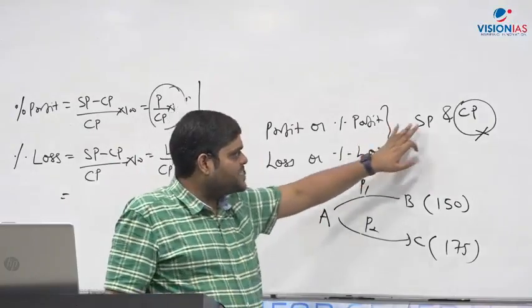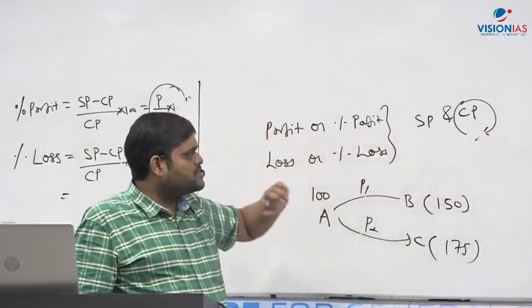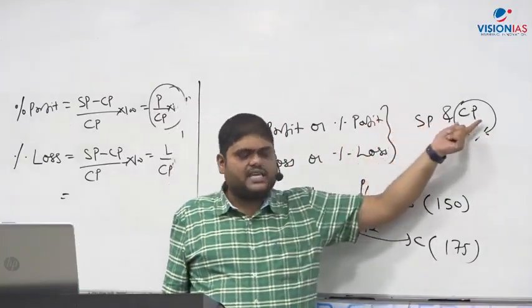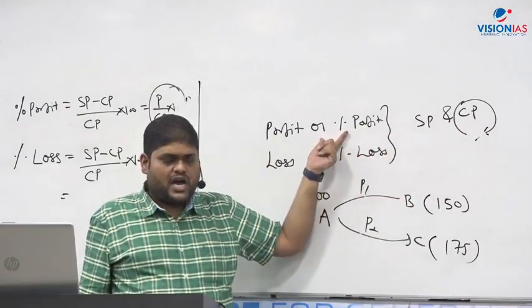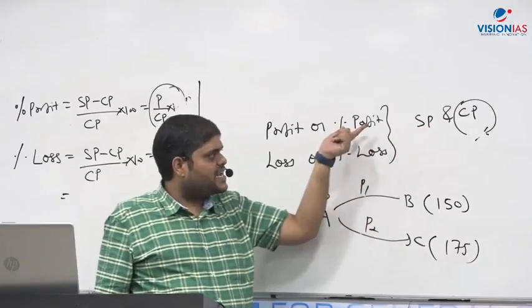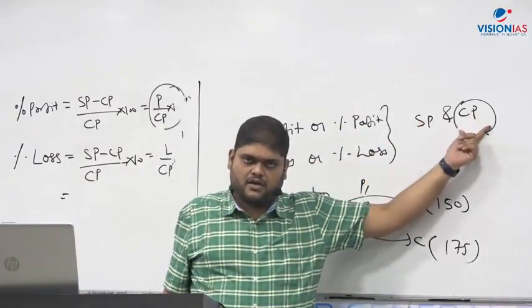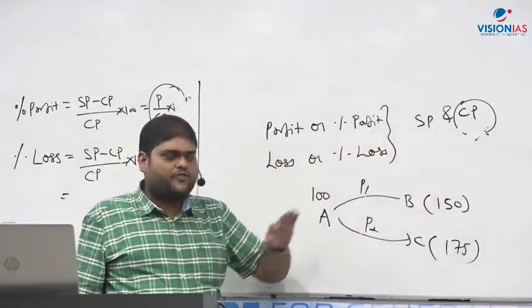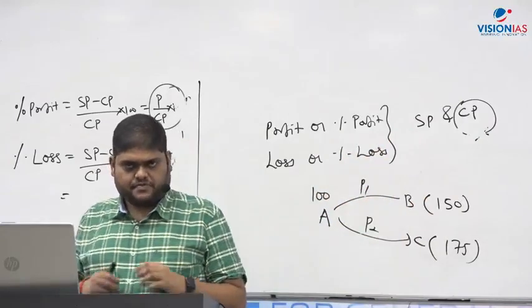They will give SP, they will give CP, or they will give only, look, how many questions are there? They will give SP, they will give CP, they can ask percent of profit or percent of loss. They can give SP, they can give percent of profit or percent of loss, they will ask CP. Or they will give CP, they will give percent of profit, percent of loss, they will ask SP. These 3-4 possibilities are there.